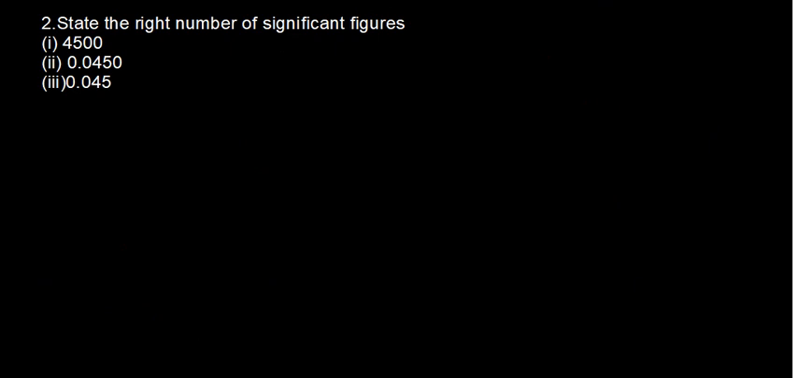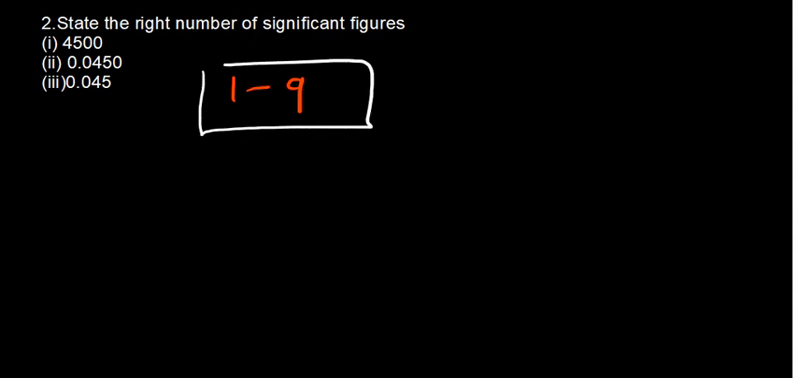State the right number of significant figures. Before we get to do that, there are simple rules that we have to understand under significant figures. All numbers 1 to 9 are significant, irrespective of their position. But the rules get more strict when you talk about zeros. There may be cases where you have zeros like that, zeros in between numbers, and also zeros that are preceding.